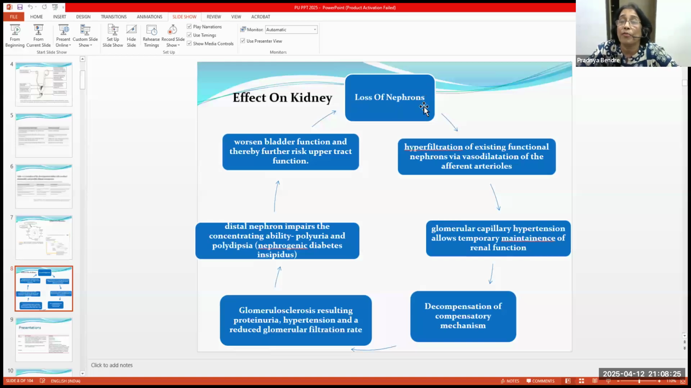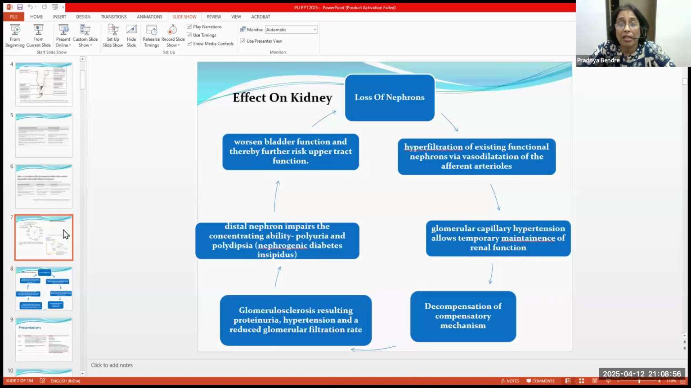Initially there is a loss of nephrons; to compensate for it, there is hyperfiltration, then slowly it goes to decompensation, then glomerulosclerosis. The kidney loses the capacity of concentration, because of the effect on the tubules, and because of the effect, the glomerular filtration rate decreases. All these effects result in polyuria.